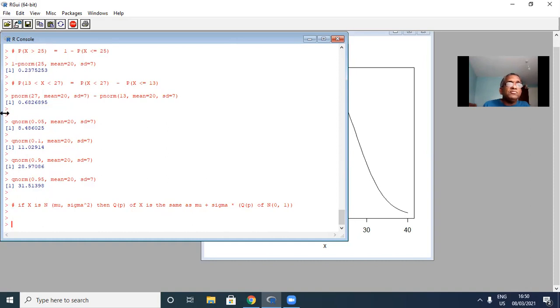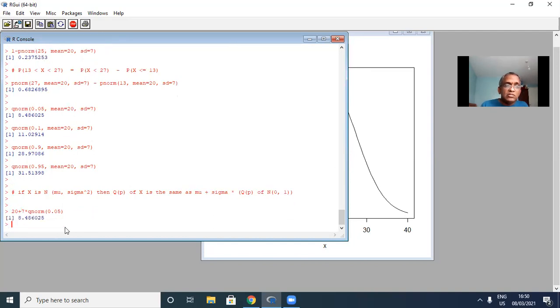So for example, to compute the first quantile using this result, let me show you. Okay, I will remove this because when I don't put mean or SD, R automatically assumes that I'm considering the standard normal case where the mean is 0 and the standard deviation is 1. So I multiply this by sigma, which is 7, right? And then you add mu. So it's mu, remember the formula, mu plus sigma times Q of P of N(0,1). This is same as what I got here, right?